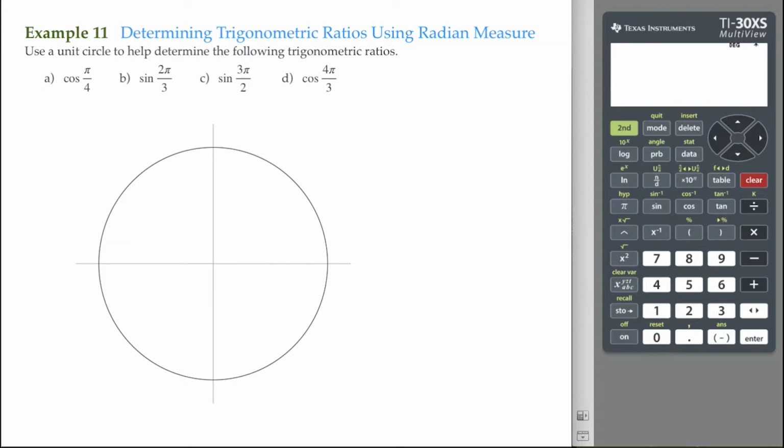For this example, we are going to be determining these trigonometric ratios. And again, we're going to be using the unit circle, except now our ratios are expressed in radian measure rather than degree measure. But the approach is the same. So a couple of things to point out. Recall that cosine is relative to the x-coordinate, and sine is relative to the y-coordinate.